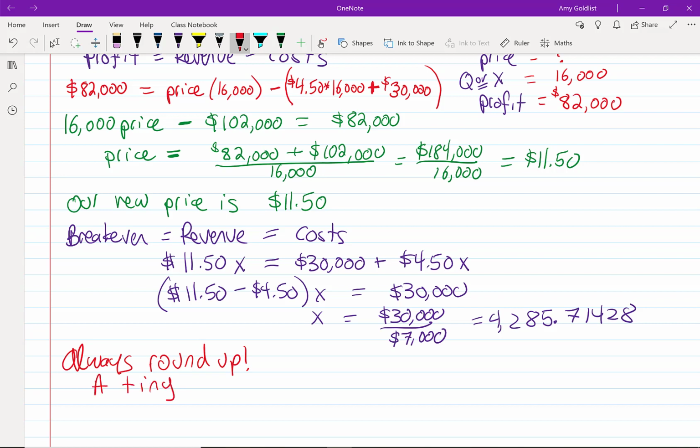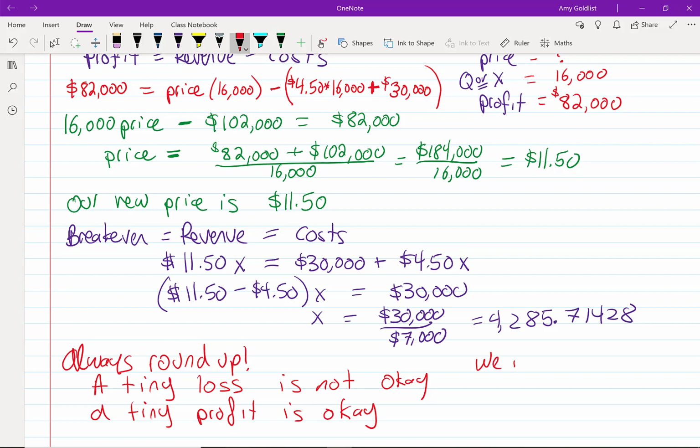If we round down, we end up with a tiny loss. That is not okay. Losing 5 cents is a loss. A tiny profit is okay. So we would prefer to end up by 5 cents than down by 5 cents. So we're always going to round up and say we need to sell 4,286 cases of ice cream.